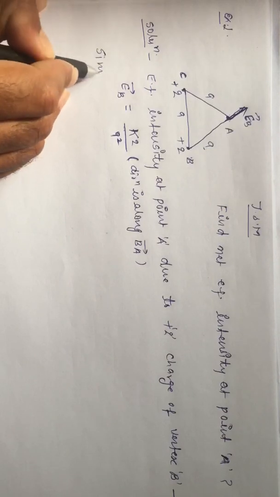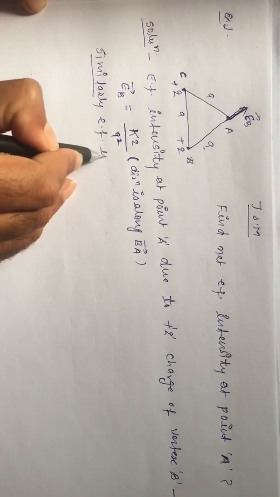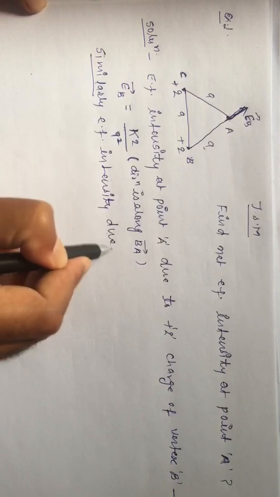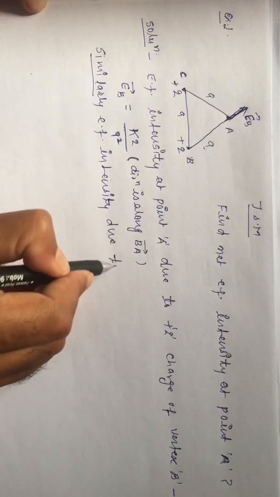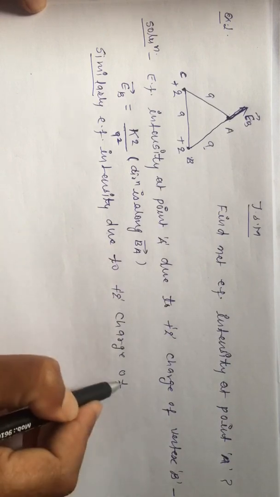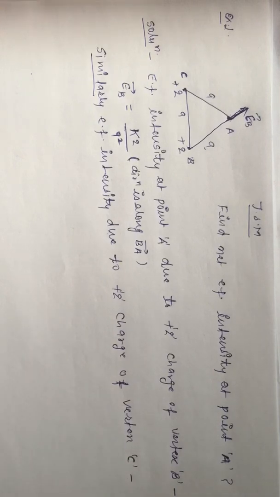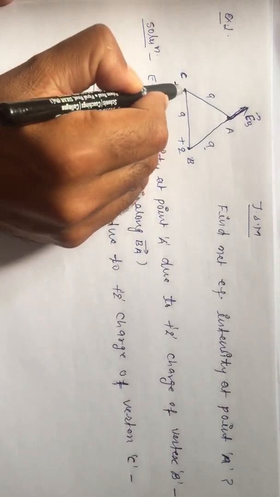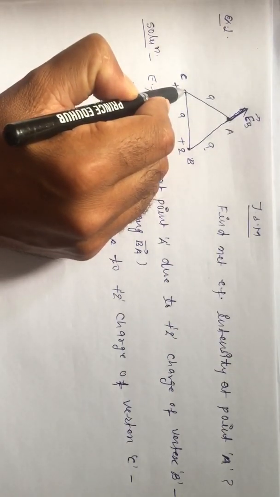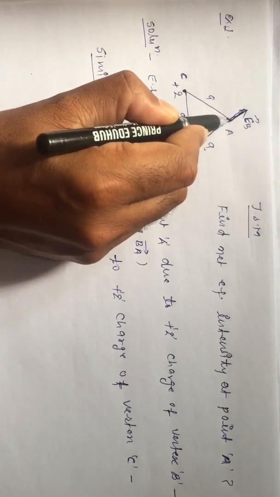Similarly, the electric field intensity due to the plus q charge at vertex C. What is the electric field intensity due to the plus q charge at vertex C? Again, due to this point charge plus q at a distance a, we have to find out the intensity at point A.